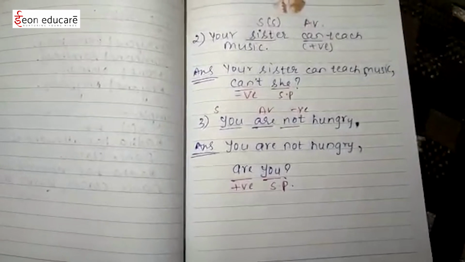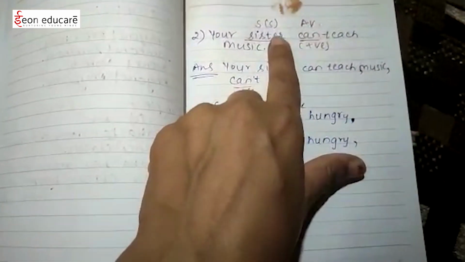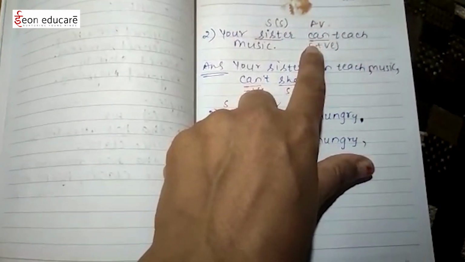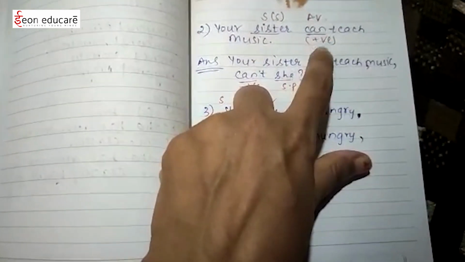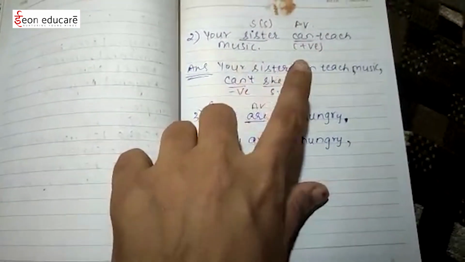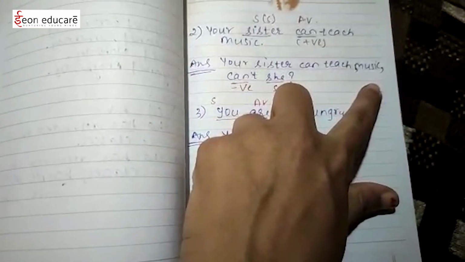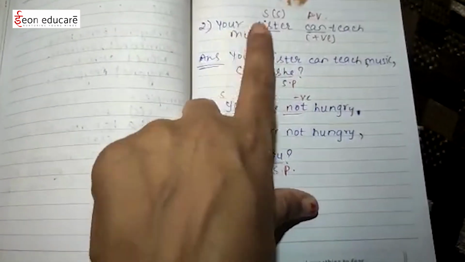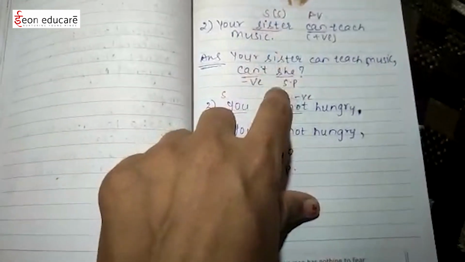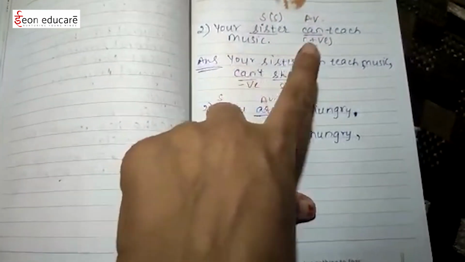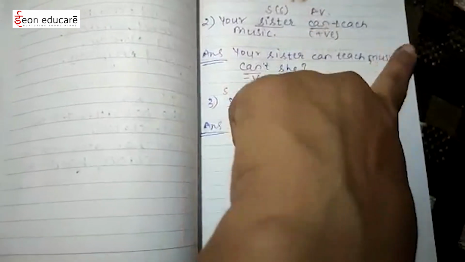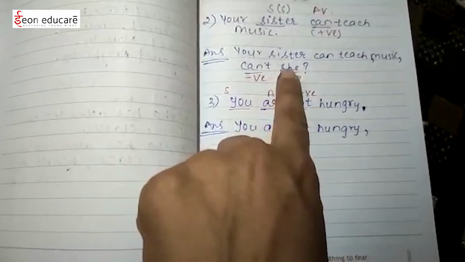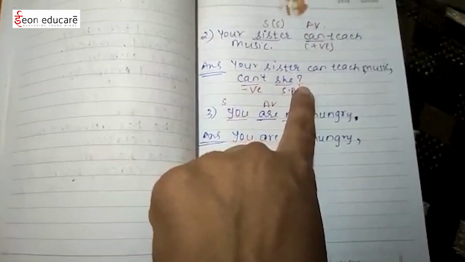Okay, your sister can teach music. Again, sister is what? Subject. S stands for subject is singular. "Can" is nothing but my auxiliary verb. Positive or negative? Positive. Your sister can teach music, comma, "can" gets converted into "can't", and last one we are having subject pronoun. Sister gets converted into "she". That is your sister can teach English.